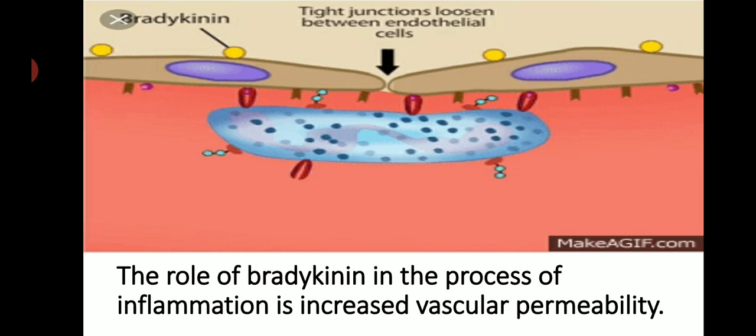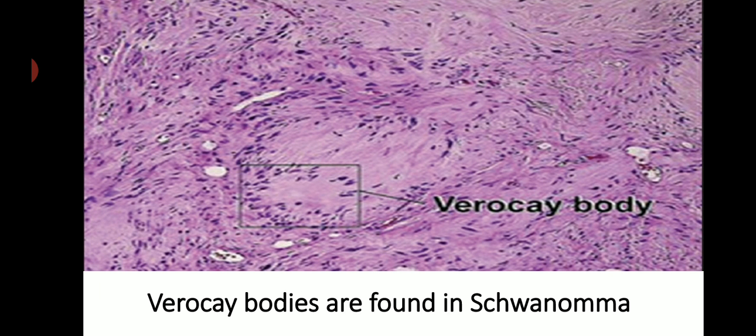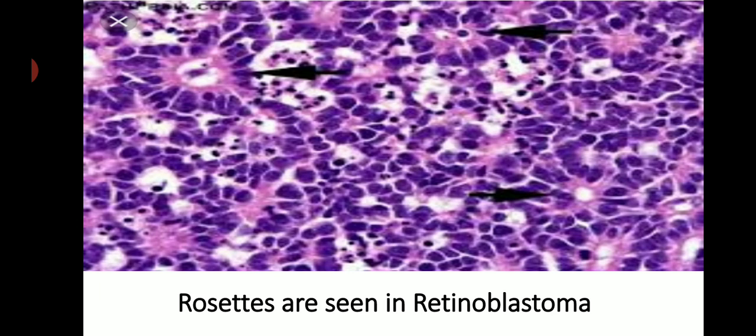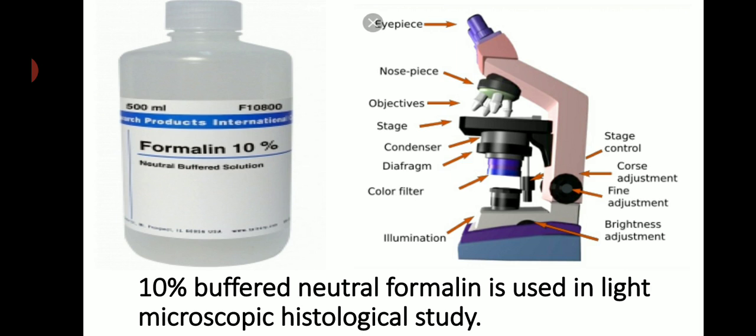The role of bradykinin in the process of inflammation is increased vascular permeability. Verocay bodies are found in schwannoma. Rosettes are seen in retinoblastoma. 10% buffered neutral formalin is used in light microscopy histology study.